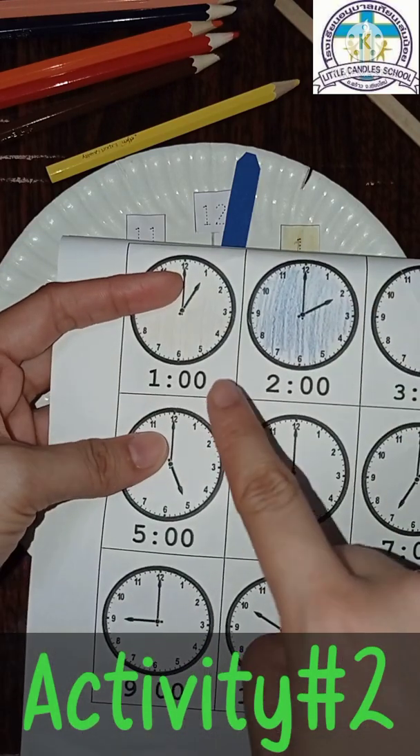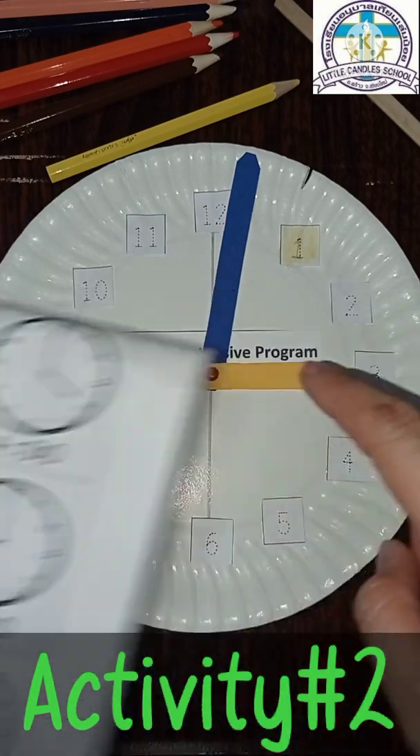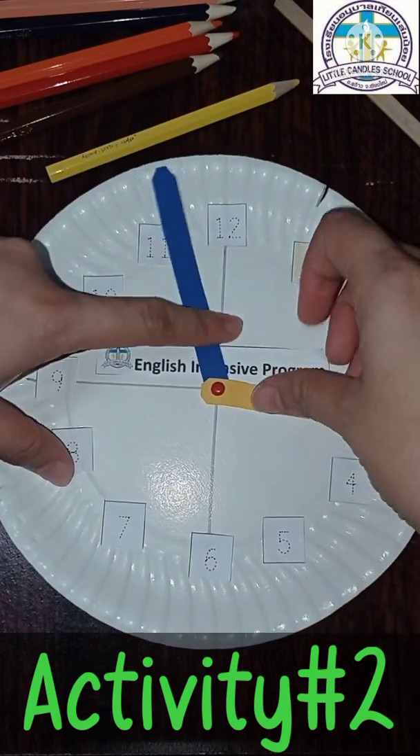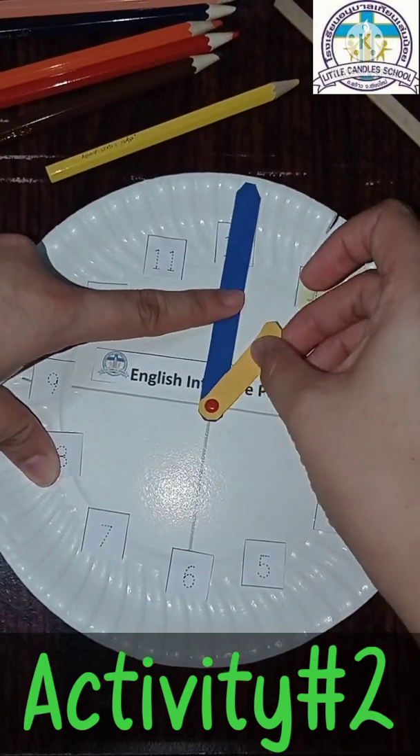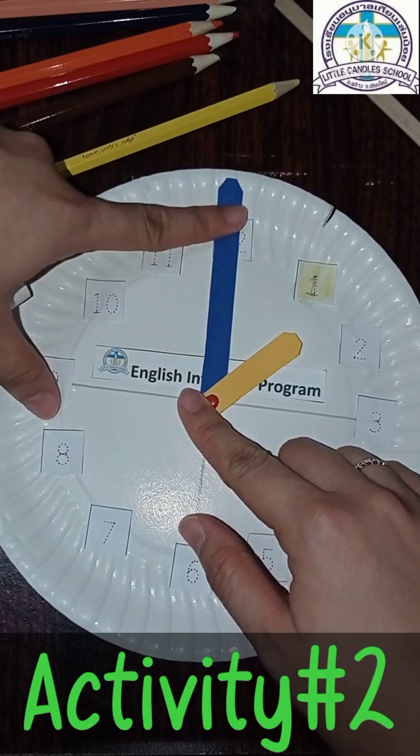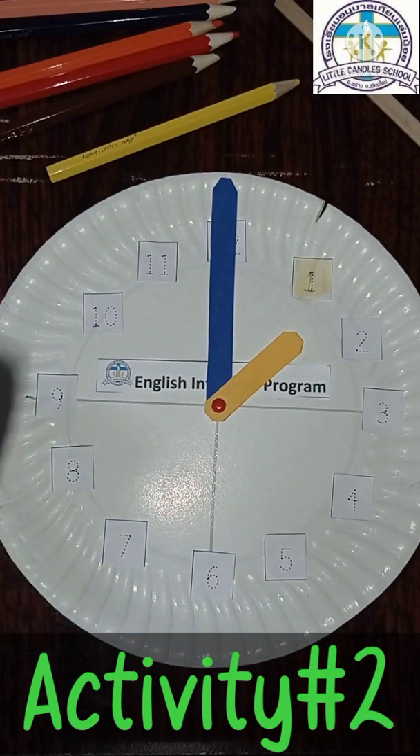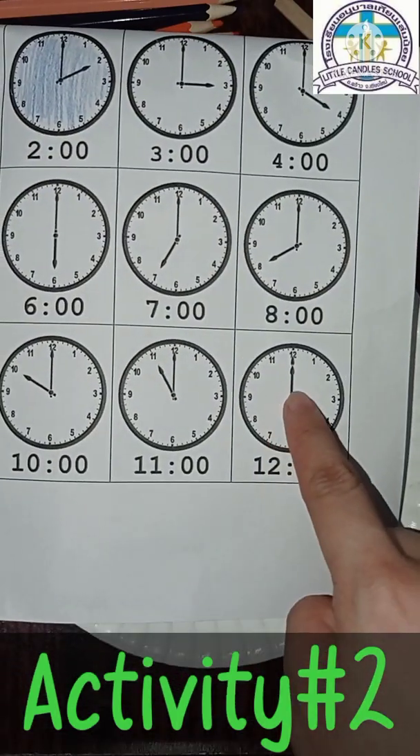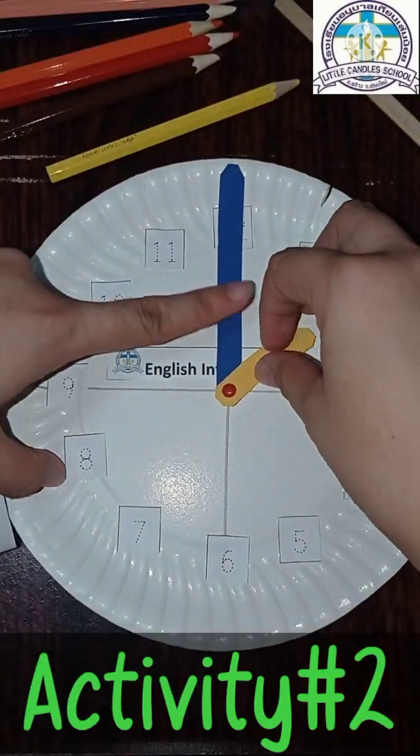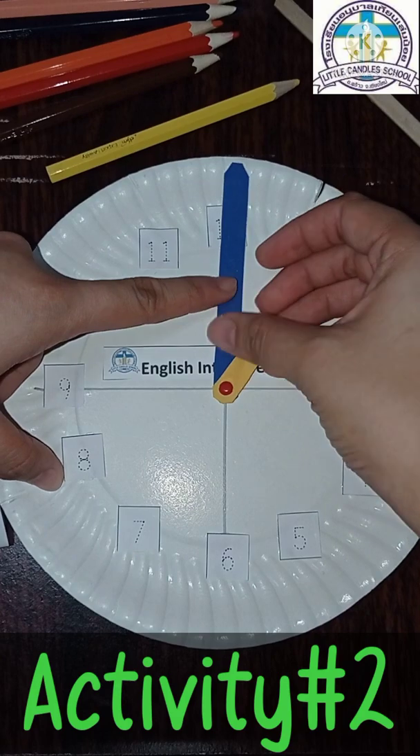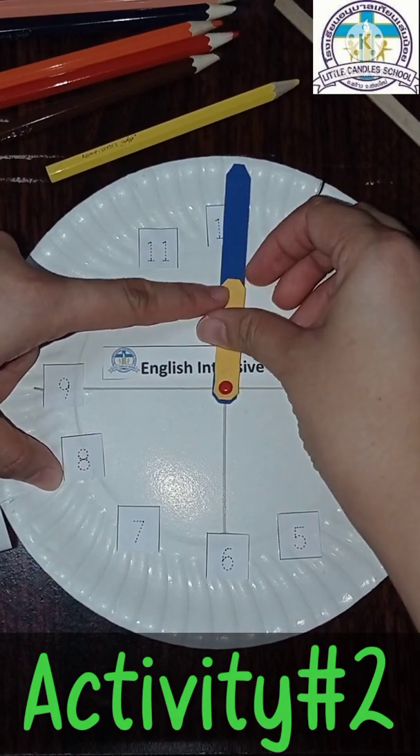For example, 1 o'clock. So where is 1 o'clock? Shorthand on 1, longhand on 12. Okay? You have to test everything until 12 o'clock. Shorthand on 12 and then longhand on 12.